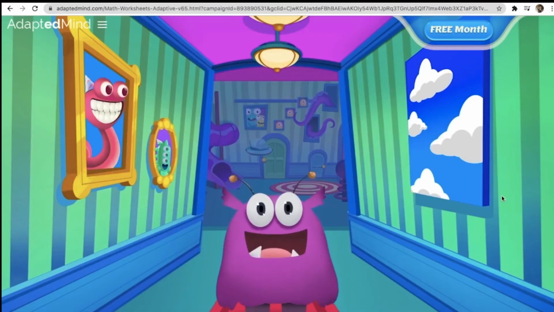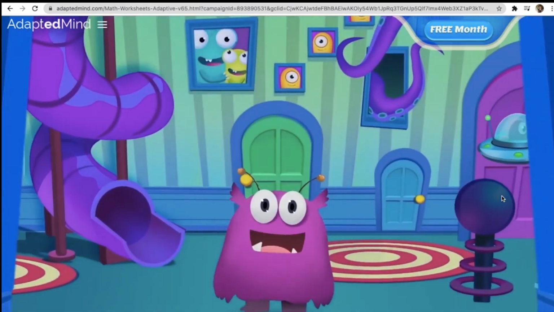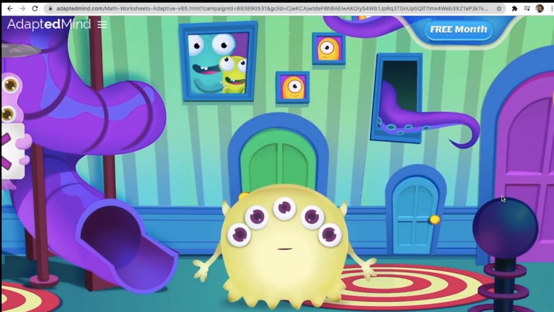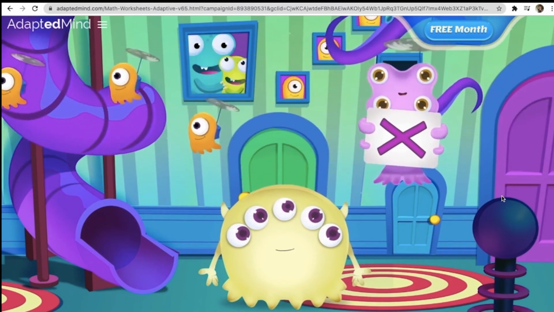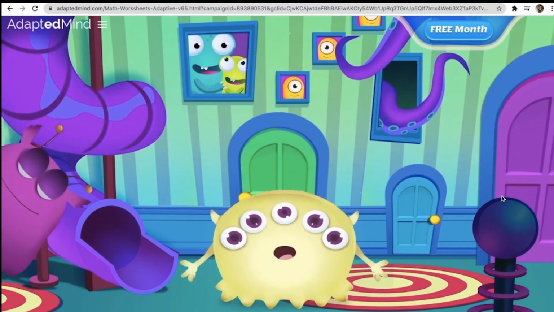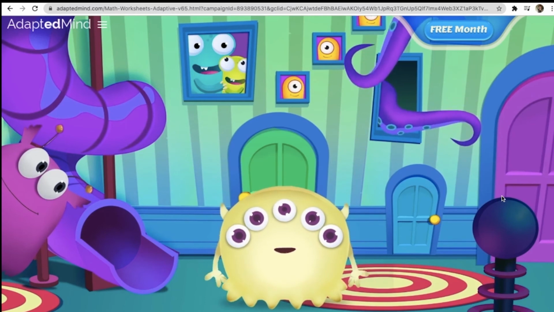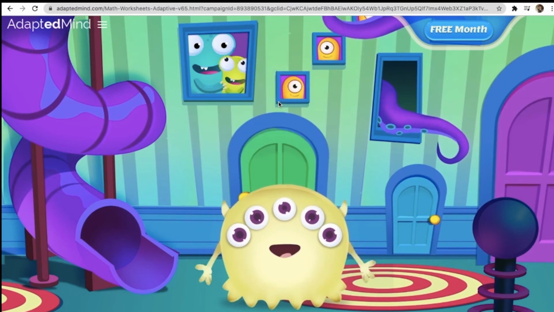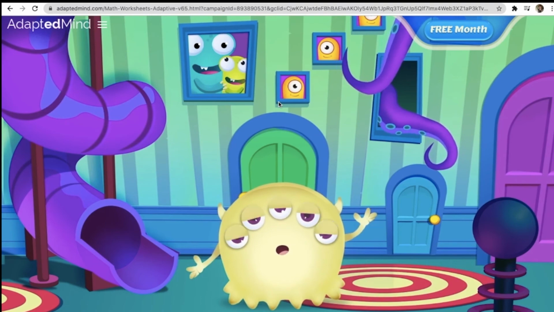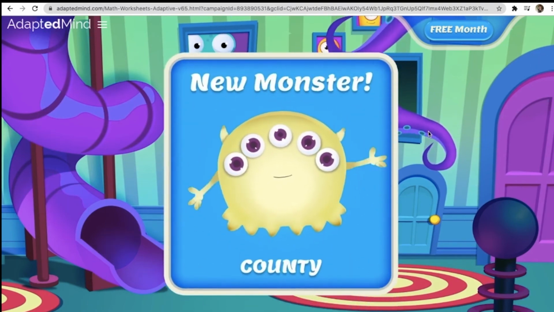Welcome to Adapted Mind, where monsters teach you math. From counting to algebra, we make math visual and fun. This is counting. Oh, hi there! How many eyes do I have? Nice work! I knew I could count on you. You made your first friend.